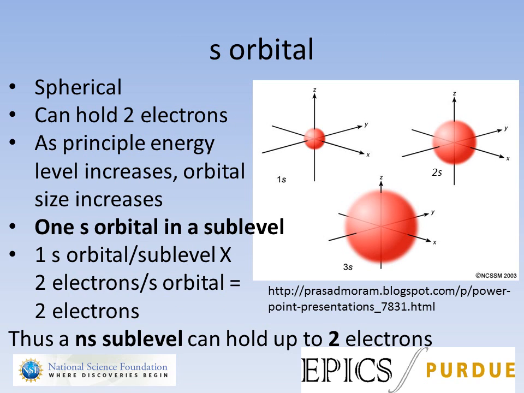S orbitals are spherical. However, as the energy level is increased, the s orbital in that energy level gets bigger than an s orbital in a smaller energy level. Another important thing to know is that there is only one s orbital in a sublevel. Using this fact, and the fact that an orbital can only have 2 electrons, we can conclude that for a given ns sublevel, where n is the energy level, there is a capacity of 2 electrons.